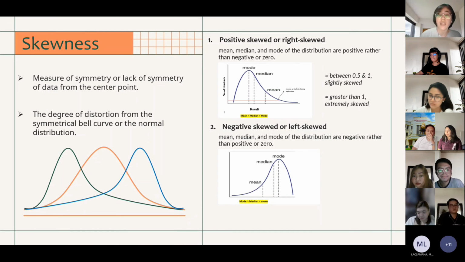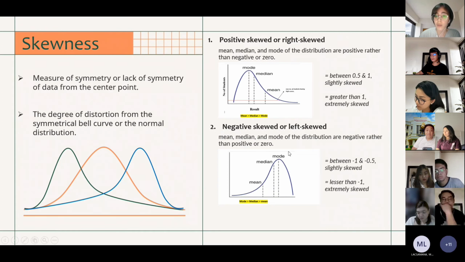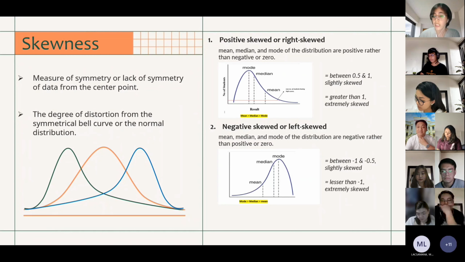Okay, for the value of skewness, if it is between 0.5 and 1, then it is slightly skewed to the right. If it is greater than 1, then it is extremely skewed to the right. Then next, for the negative skewed, if it is between negative 1 and negative 0.5, then it is slightly skewed to the left. Then if it's lesser than negative 1, extremely skewed siya to the left.